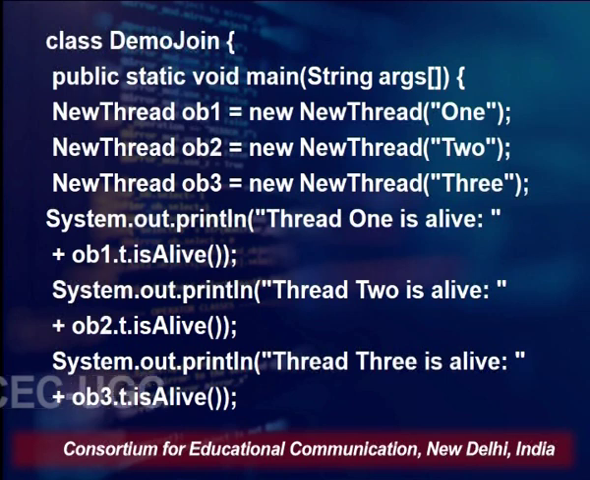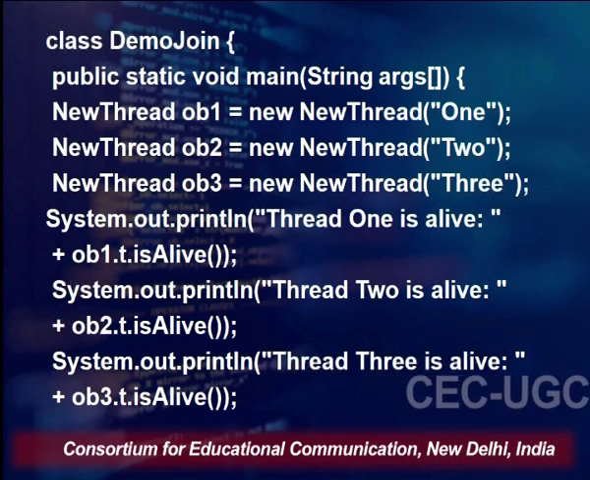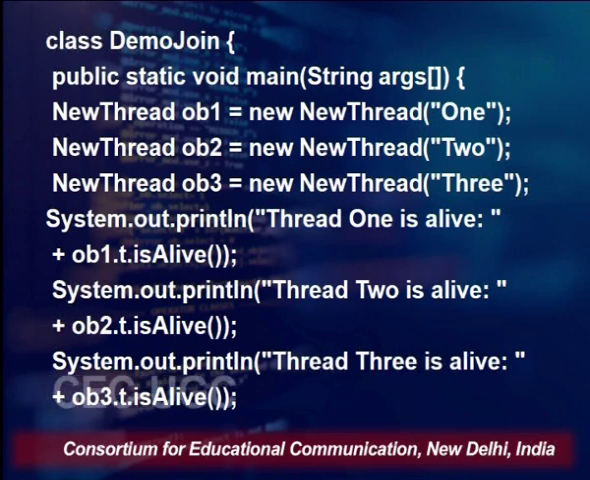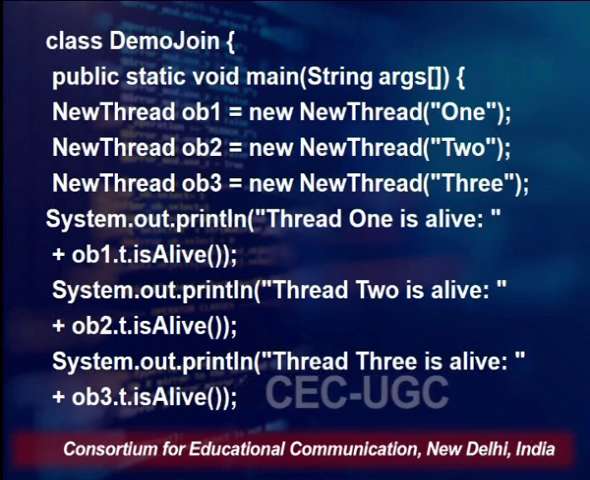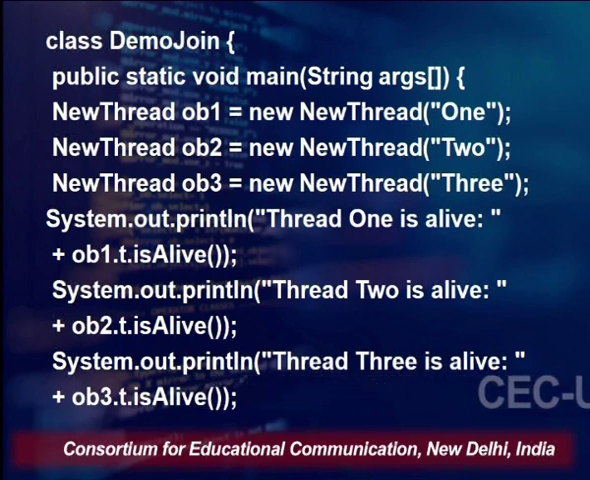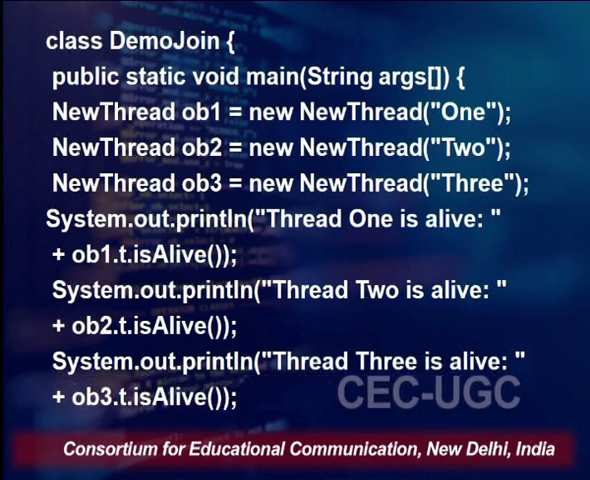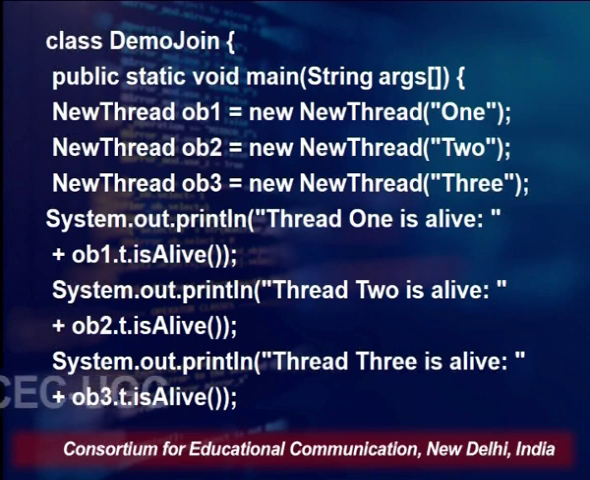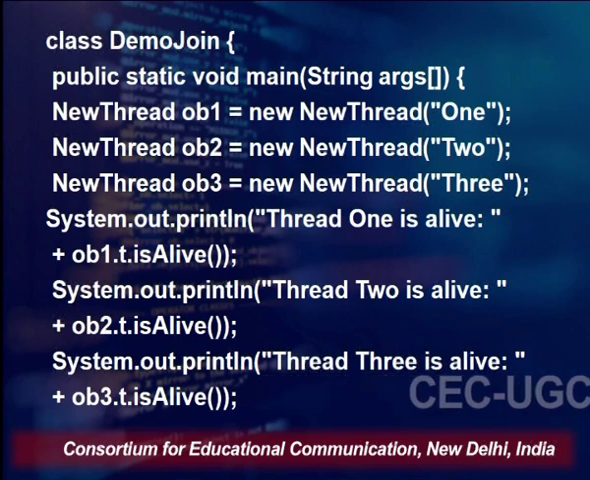So here we have the main method inside the class DemoJoin, which is creating three new threads by the label 1, 2, 3, which we have also done in our previous lectures. The essential thing is that these references are now being stored inside the reference variables OB1, OB2 and OB3 respectively for these new threads 1, 2 and 3.